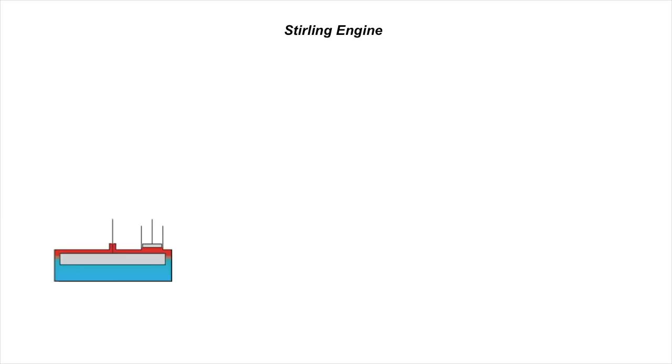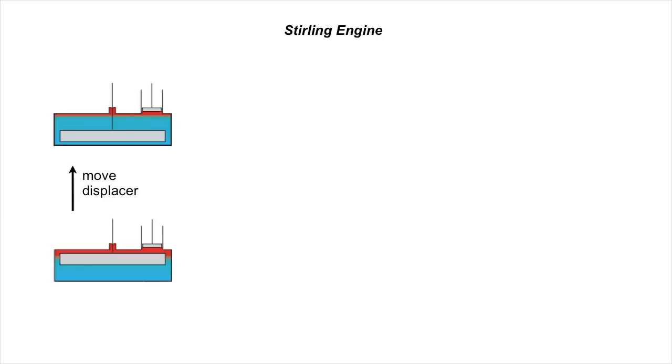Initially, the gas is at its minimum temperature and volume, in contact with the low temperature side of the cylinder. Due to previous motion of the flywheel, the displacer sweeps the gas to the hot side of the container, where it begins to warm up.